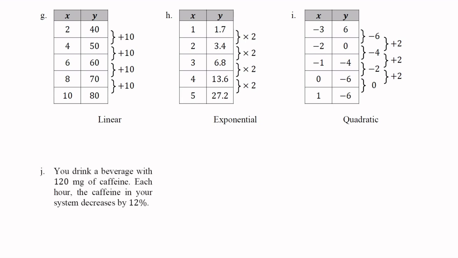In this situation, you drink a beverage with 120 milligrams of caffeine. Each hour, the caffeine in your system decreases by 12%. Since we have a starting value and a multiplication factor by which it's decreasing, this is exponential.